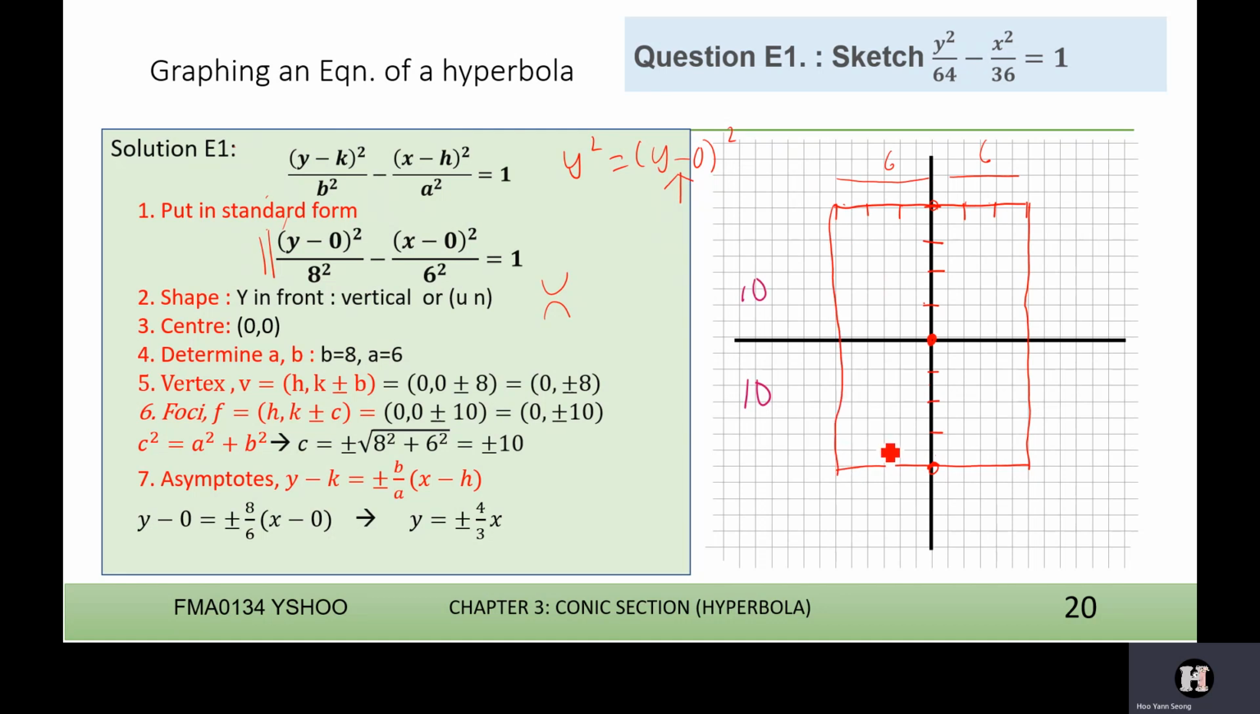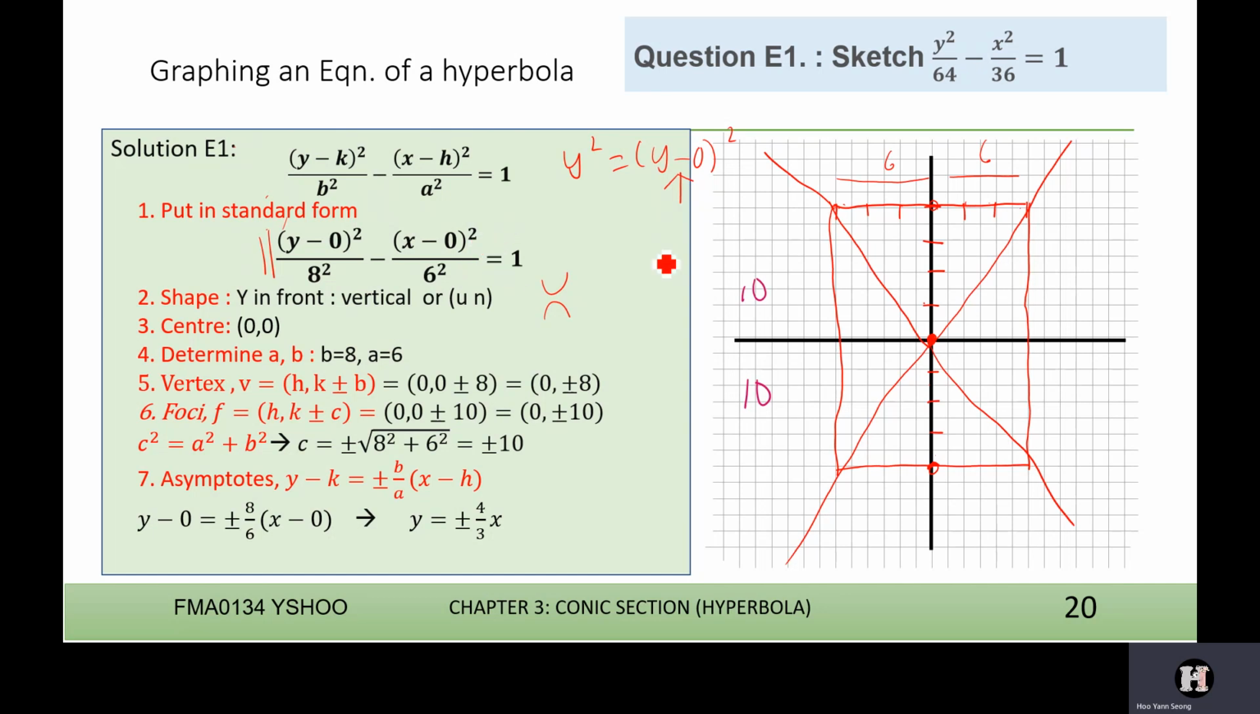After you have this rectangle, use the ruler, joining these two edges diagonally, crossing our center. So we have this one, then we go here. Okay, so our asymptote is ready. Now maybe you're going to ask, then what's next? We need to identify where our vertices are.